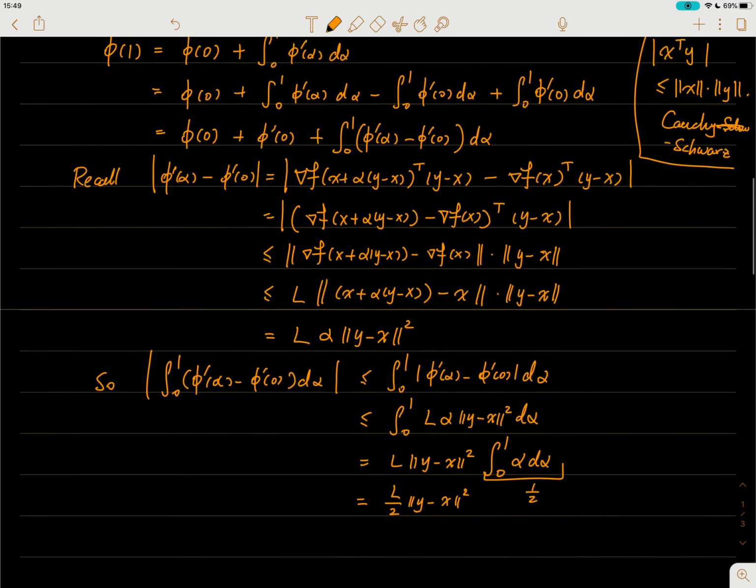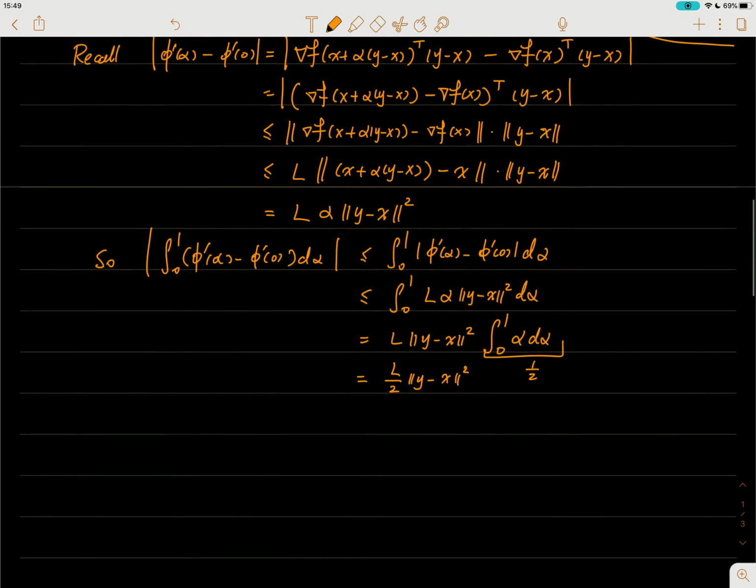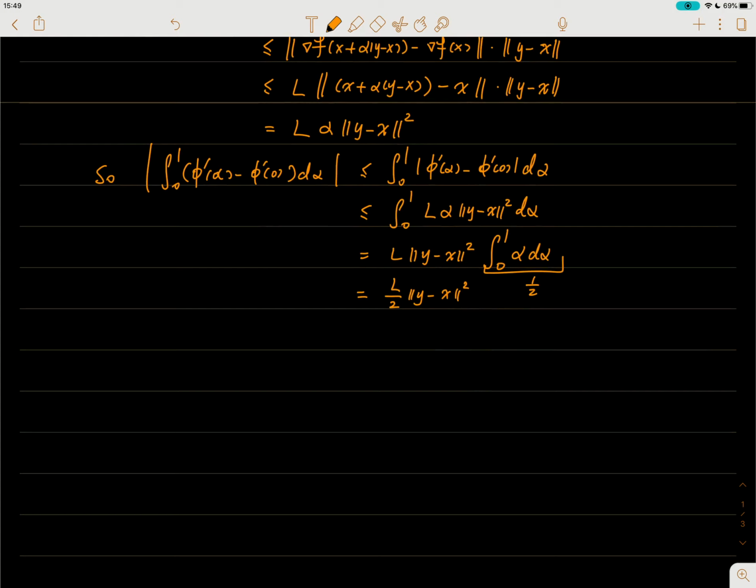Okay, so now see what we have done. We proved that the absolute value of this is actually this one here, and this is bounded by that. So that means, if I call this equation star, I show that phi of 1 is less than or equal to phi of 0 plus phi prime of 0 plus half L times norm of y minus x squared.